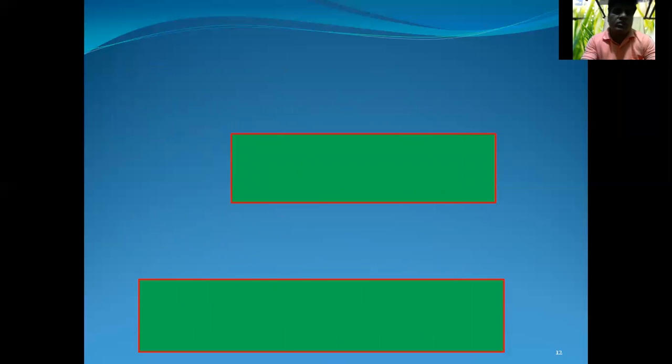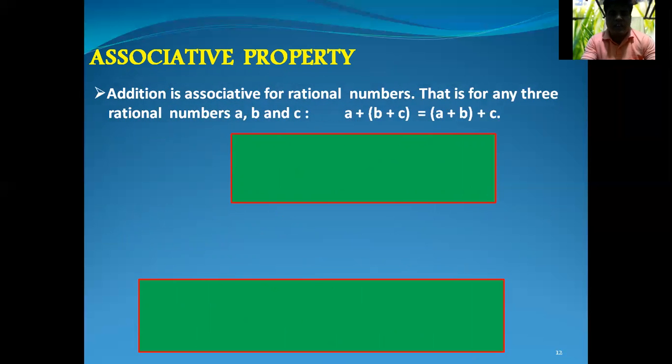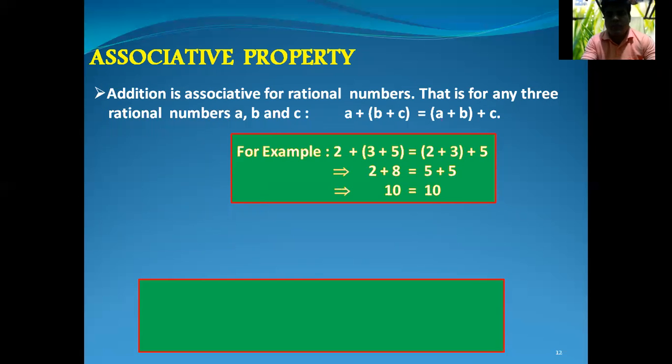Next, another property of rational numbers is the associative property. In the associative property, addition is associative for rational numbers. That is, for any three rational numbers a, b and c, a plus (b plus c) equals (a plus b) plus c. For this, an example is given in the box below.